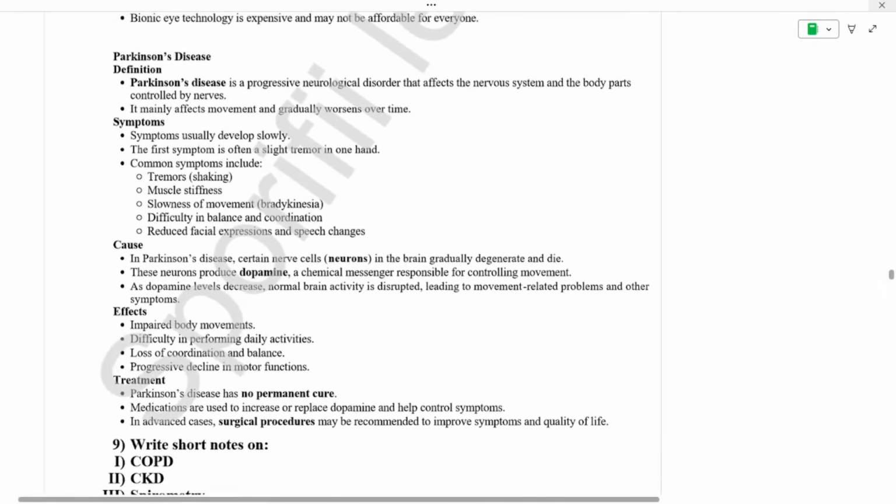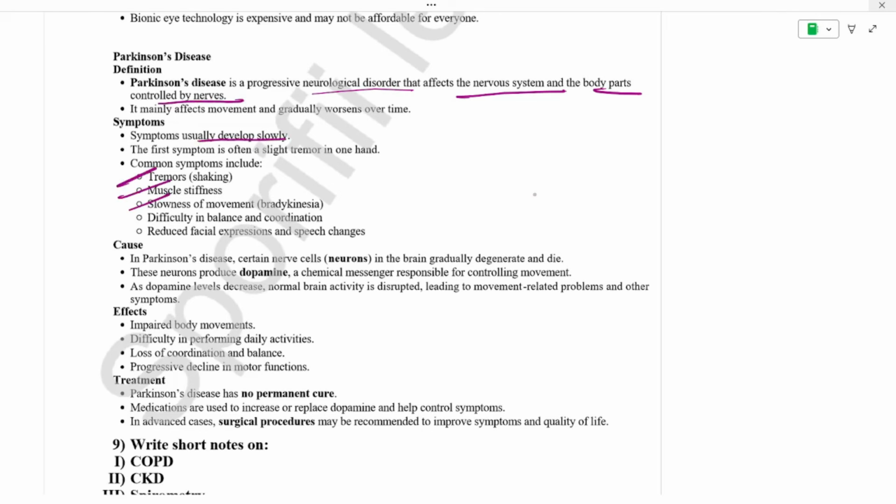Parkinson's disease is a neurological disorder that affects the nervous system and the body parts controlled by the nerves. Symptoms usually develop slowly: shaking, muscle stiffness, slowness of movement, difficulty in balance and coordination, reduced facial expression and speech changes.